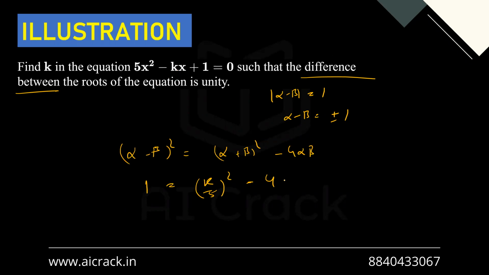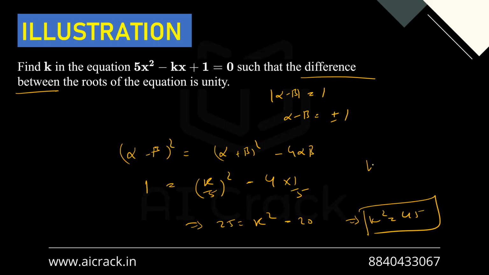That would be 1 by 5 into 1 by 5. Now this 25 goes over here. That becomes 25 equals k square minus 5 takes the LCM. If I take the LCM, then it becomes 20. So k square equals 45. So k becomes plus minus under root 45.